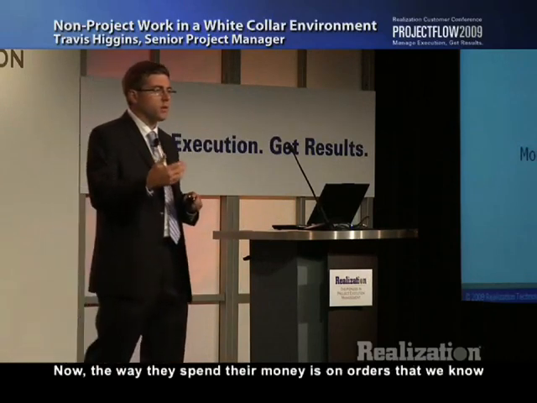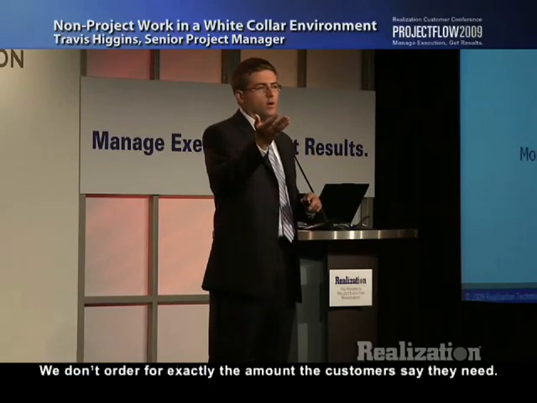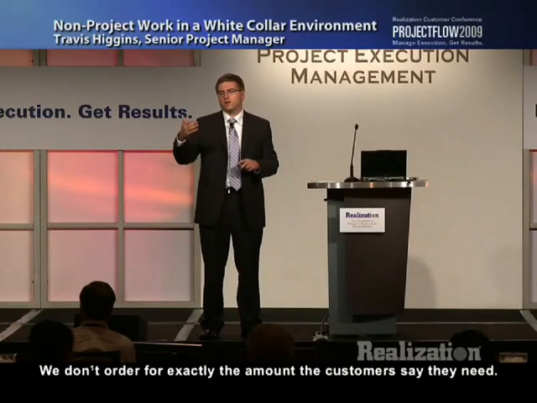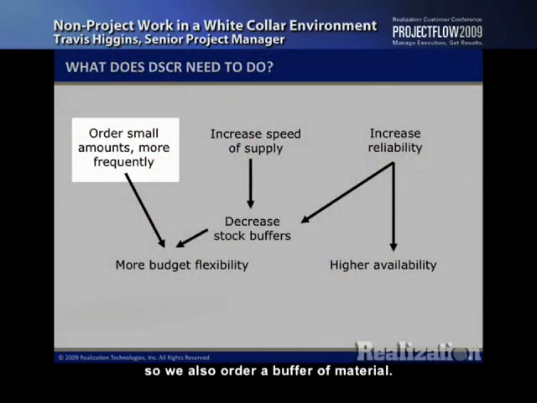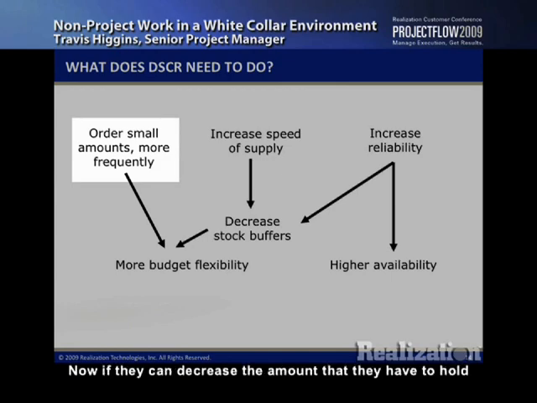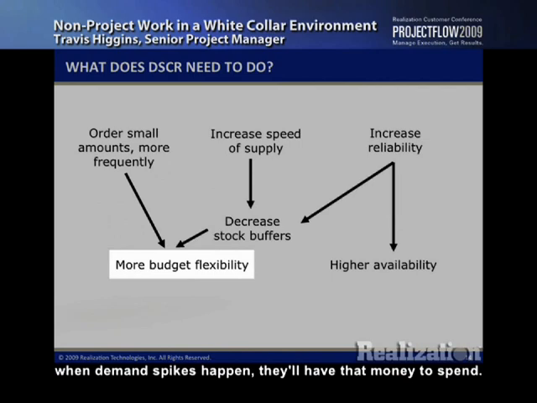Now, the way they spend their money is on orders that we know are directly needed and on something above that. Right? We don't just order for exactly the amount that the customers say they need. We know there's this uncertainty, so we also order a buffer of material. Now, if they can decrease the amount that they have to hold in stock buffers and still maintain the same availability, then they can have more budget flexibility to respond when demand spikes happen. They'll have that money to spend.